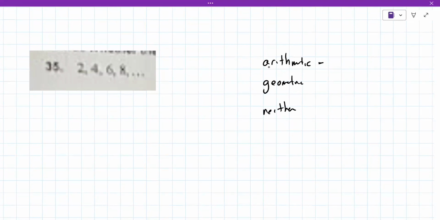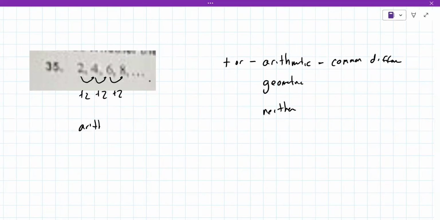So arithmetic means that it has a common difference. Okay, so when you look at the numbers 2, 4, 6, and 8, do they go up by the same amount each time? Meaning adding or subtracting. No. Okay. Oh, I see, they go up by 2 each time. Yes. So this is arithmetic.